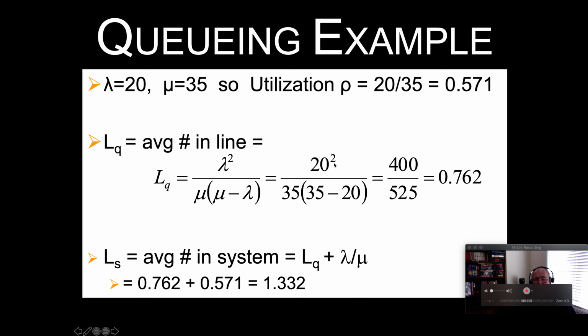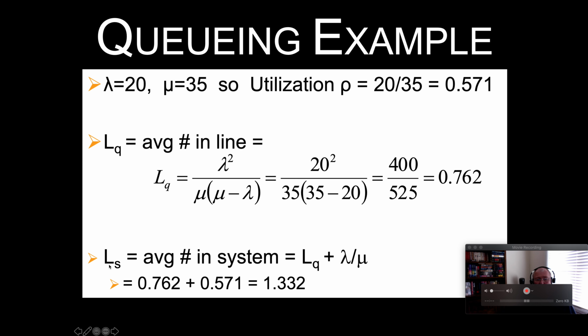Okay, lambda squared, that's 20 squared, divided by mu times mu minus lambda, that's 35 times 35 minus 20, so 35 times 15, whatever that is, that's 525. 400 divided by 525. So your average time in line is only about 0.762 of an hour, or excuse me, of minutes. So you're not going to be there very long at all.